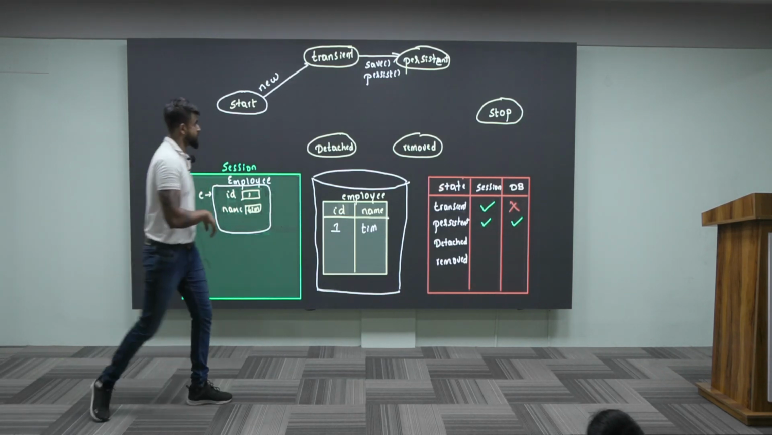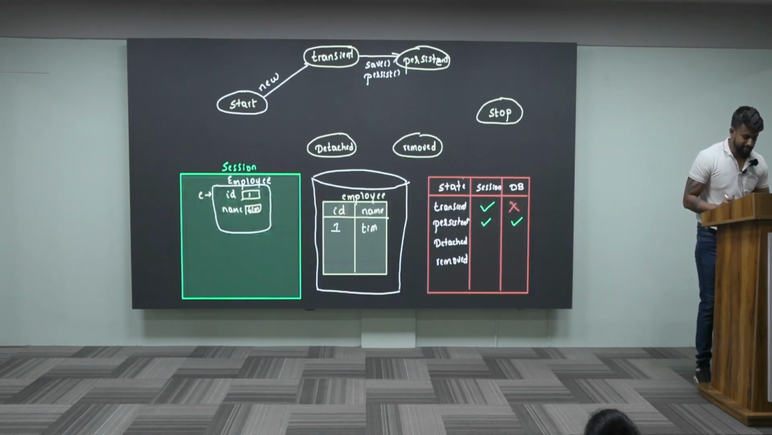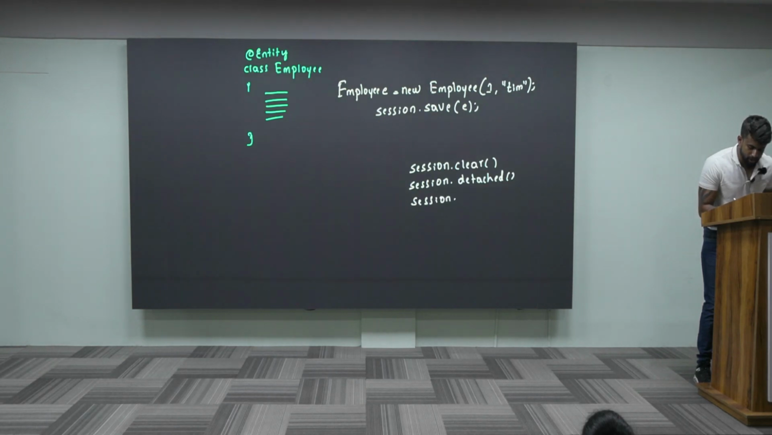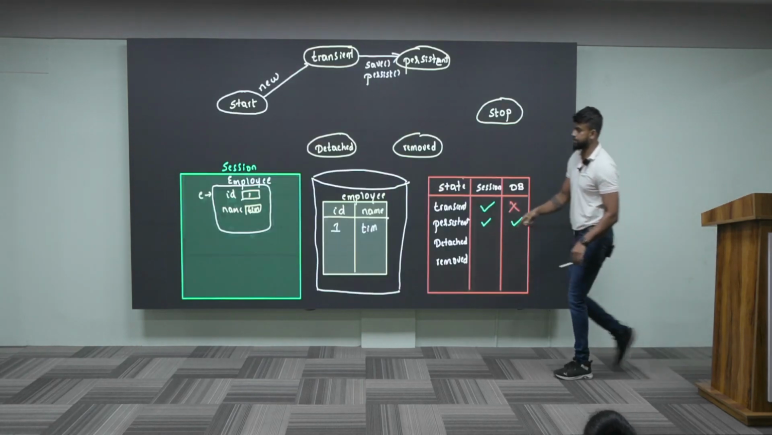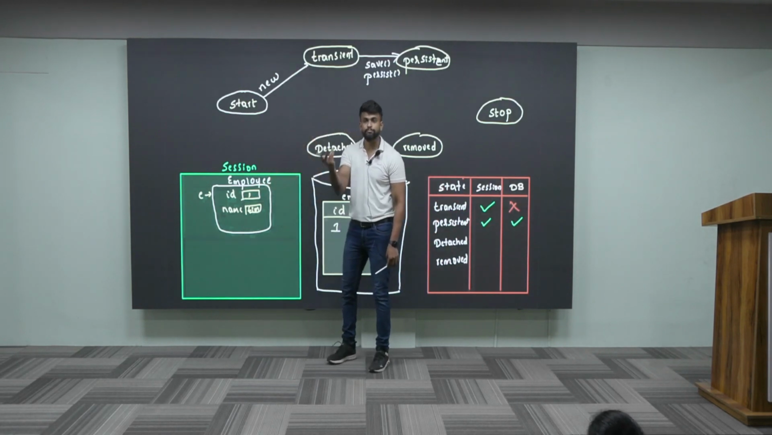And how can I remove them? I will use some method. What is that method? You can tell session.clear like this. There is one more method known as session.detached. That is the name of the method. There is one more: if you simply tell session.close, the meaning of all of these three methods is that whatever objects are there inside, everything will be going. It is gone.